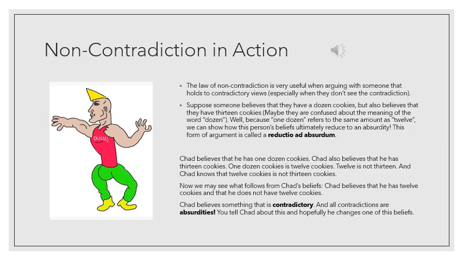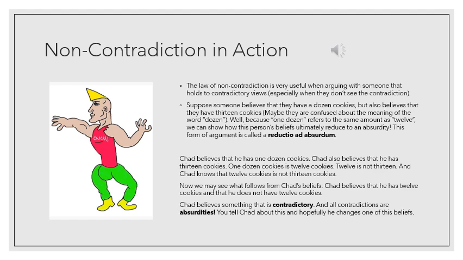Now, the law of non-contradiction is really useful when arguing with someone that holds to contradictory views, especially when they don't see the contradiction. Usually people are unwilling to hold on to a contradiction once you've pointed it out to them. So suppose someone believes that they have a dozen cookies, but they also believe that they have 13 cookies. Maybe they're just confused about the meaning of the word dozen. Well, because 1 dozen refers to the same amount as 12, we can show that this person's beliefs ultimately reduce to an absurdity. This is a form of argument that's called reductio ad absurdum, and you can use non-contradiction in order to show reductio ad absurdum.